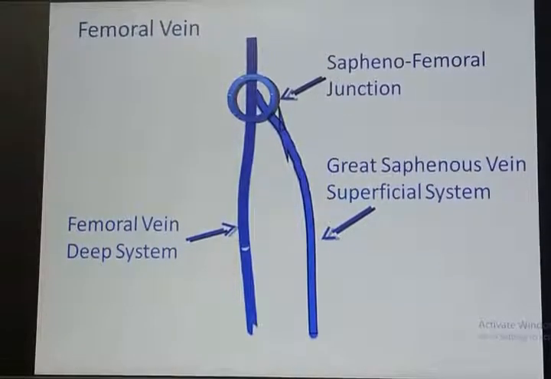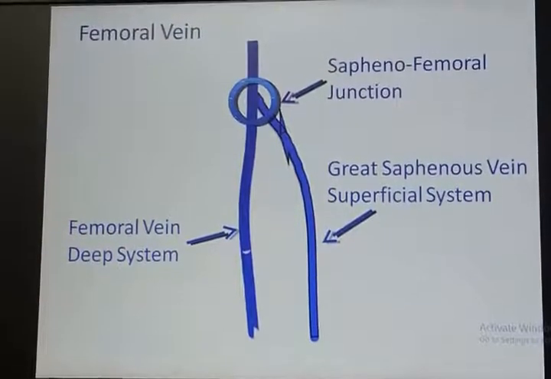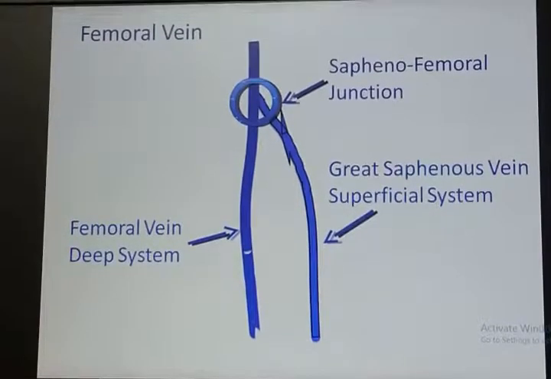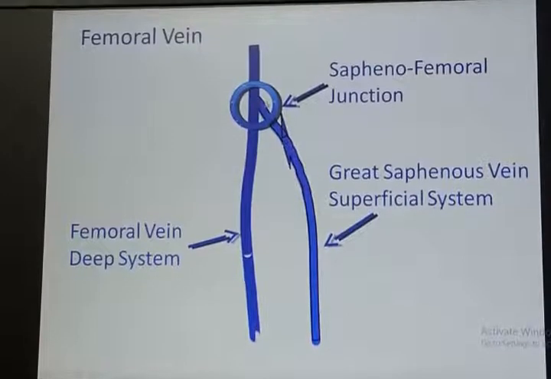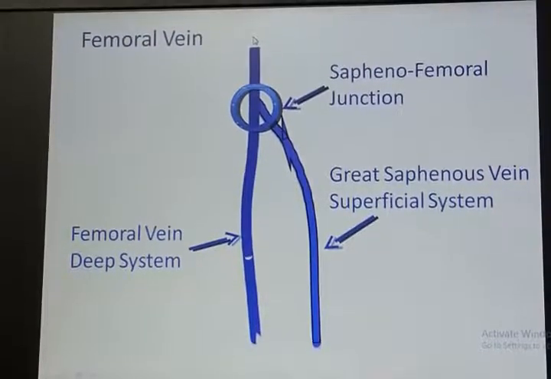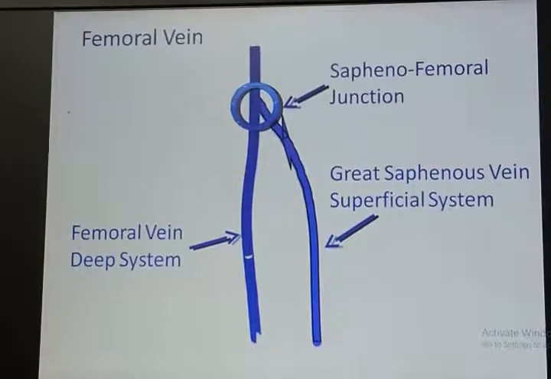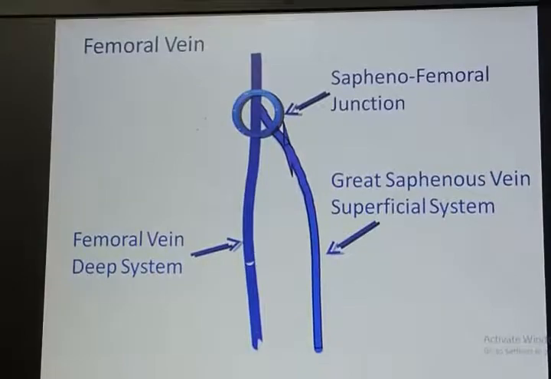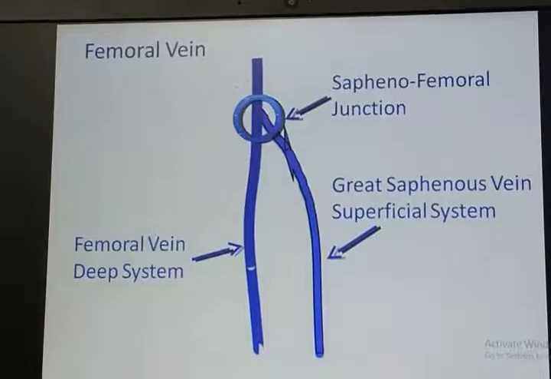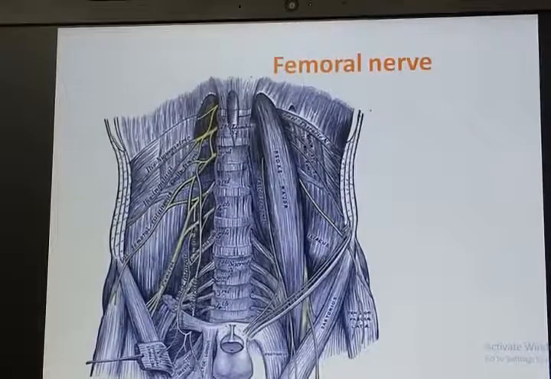This particular vein has some valves, and the saphenofemoral valve is functionally more important, in this particular area here, and after that it continues as the internal iliac vein. Now this particular area is again next to the femoral nerve.